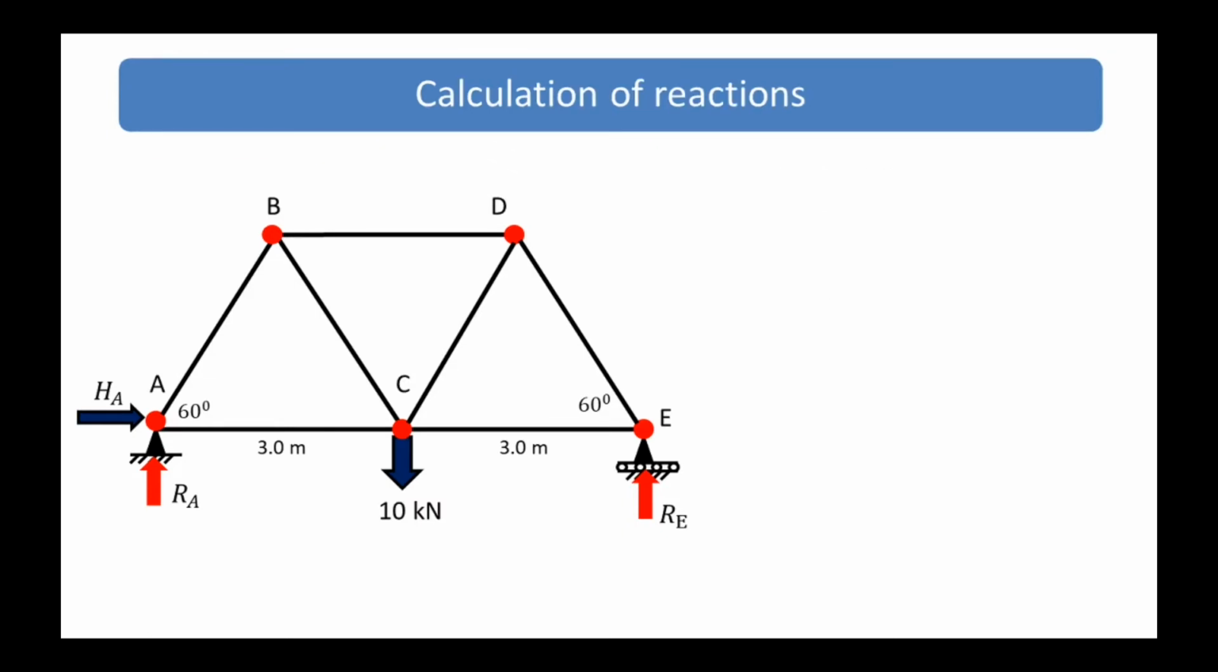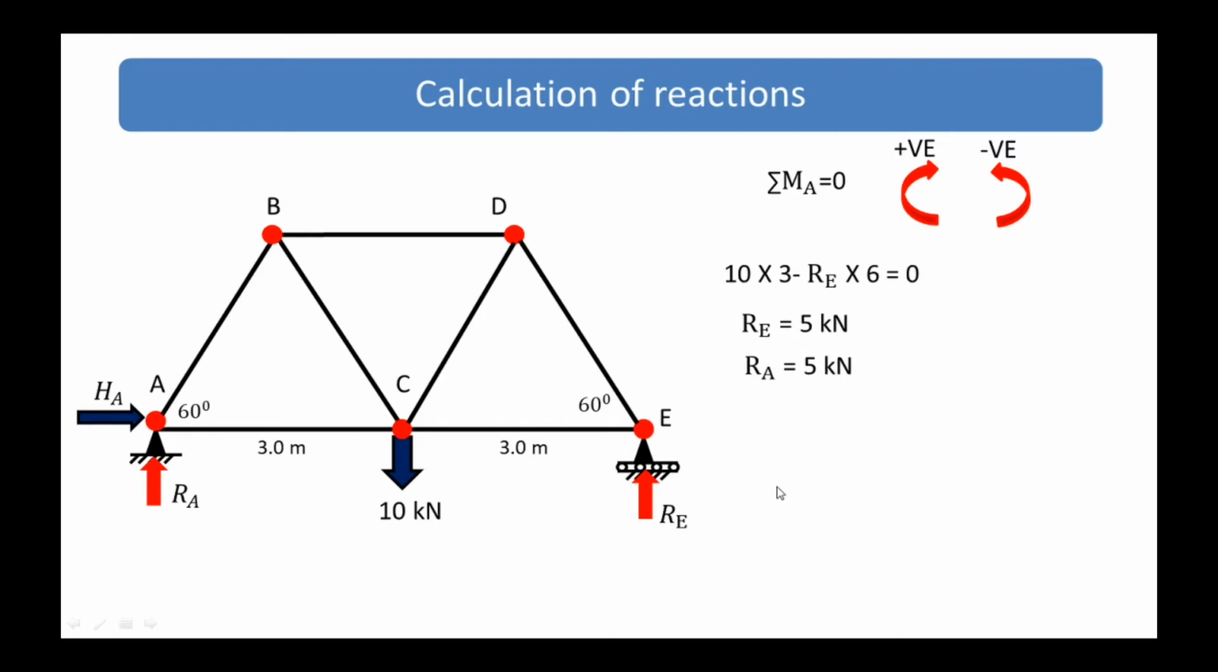Now the next step is to calculate the reactions. Here we are considering sigma M is equal to 0, clockwise positive, anti-clockwise negative. Here 10 into 3 is clockwise positive, and Ra into 6 is negative. So Ra is equal to 5 kN, or by symmetry with the load at center we can say that Ra is equal to 5. Now apply the sigma H condition: the summation of all horizontal forces is equal to 0 for this frame. There is no horizontal force, so we can say that Ha is equal to 0.